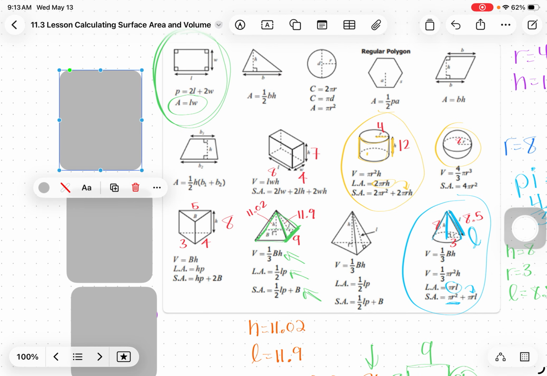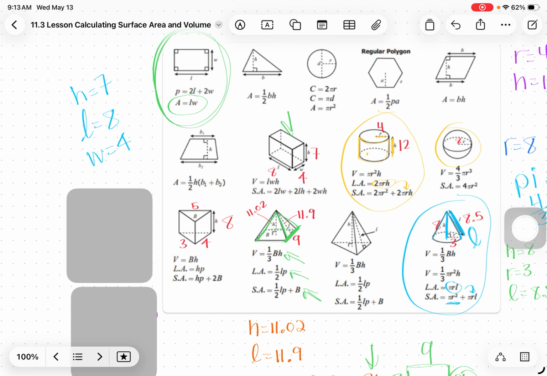I think up here I have my rectangular prism. It has a length, a width, and a height. Depending on how this prism is laying, the length, width, and height, it doesn't matter which is which. Once we have all those, we're able to calculate the volume and the surface area using those 3 dimensions.